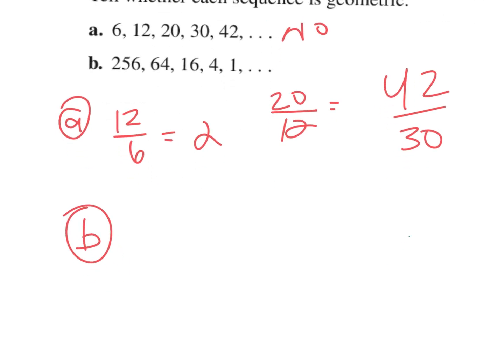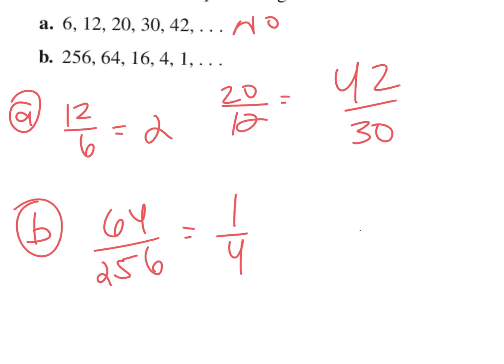So look, take a term, take 64 and divide it by 256. Take any term and divide it by the one in front of it. So 64 divided by 256. What do you guys get? 1/4. You guys are going to get 0.25 if your calculator doesn't do fractions. Understand that 0.25 is the same as 1/4.